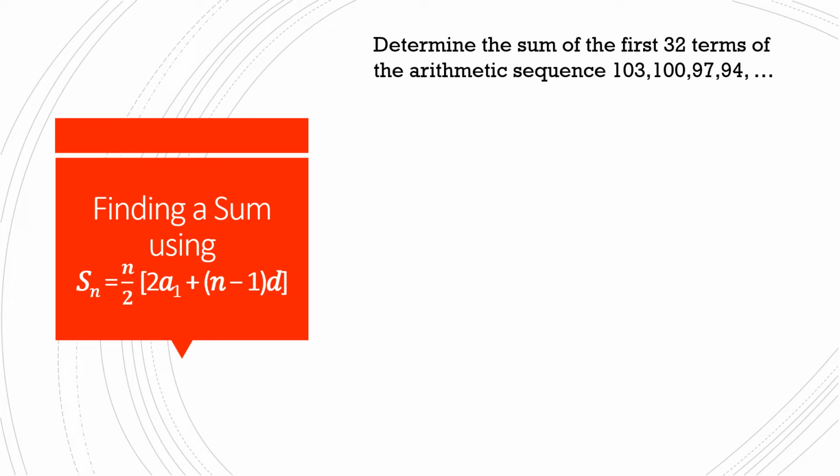Okay, let's proceed to another example. We are going to get the sum of the first 32 terms in the given sequence 103, 100, 97, and 94. Okay, so first, what is the information? Our n is 32 because we are going to get the first 32 terms, whereas our first term is 103, while the d here is negative 3. That is 100 minus 103 is equal to negative 3. So that is the value for our d.